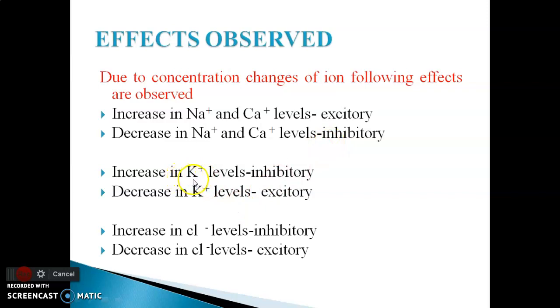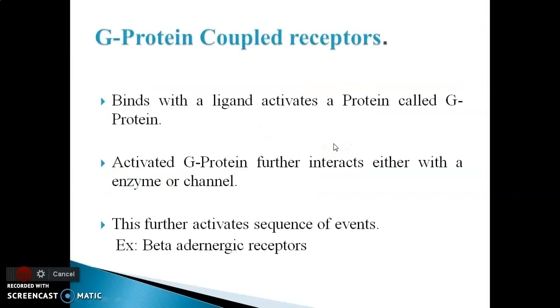Another, there can be increase or decrease in potassium level, again resulting in inhibition or the excitatory effect of the cell. And the third main ion which flows through them is chloride. Again, chloride channels can be open or they can be closed, resulting in inhibitory or excitatory effect respectively. So, we can see that the concentration changes of ions can result either in excitation or inhibitory effect of the cell depending upon the type of ion which flows through.